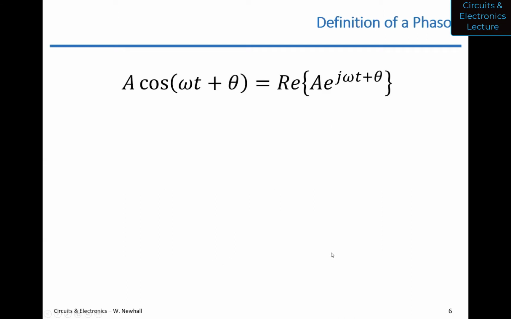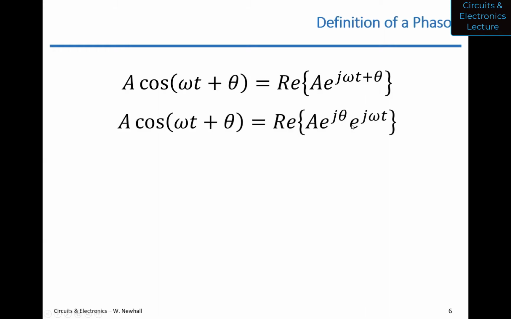So there's just that expression again. You know that when you have a sum, an addition in an exponential, you can break that apart into two products. So here's the product of e to the j theta, e to the j omega t.